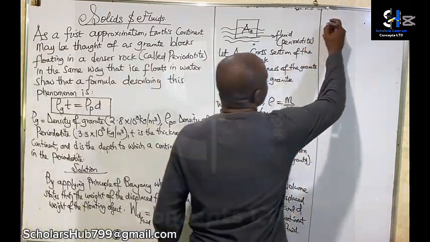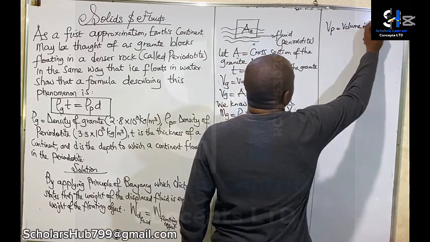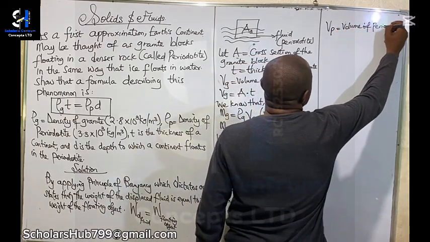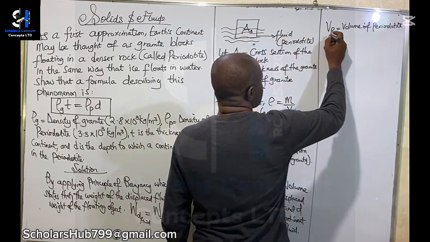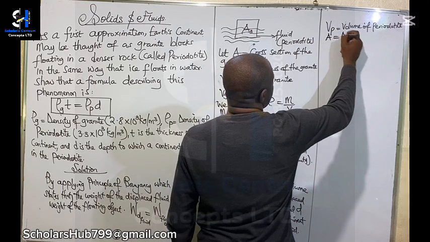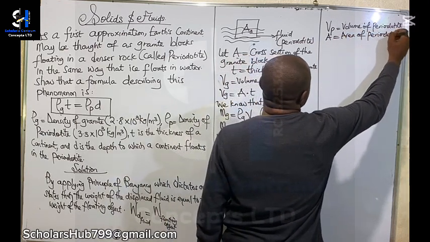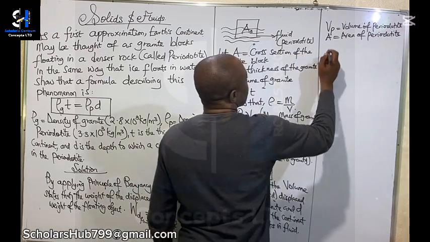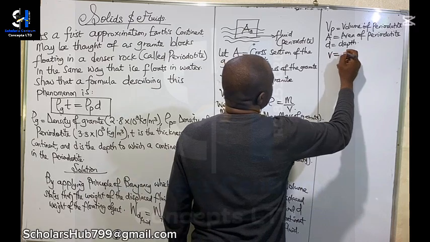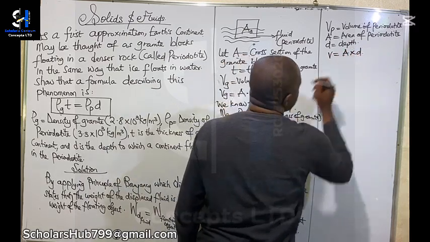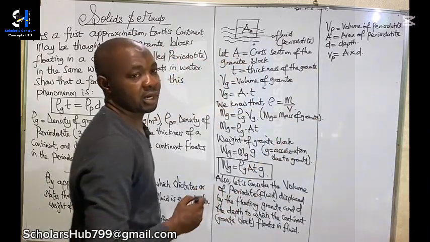So let's say we have volume of peridotite. We also have the area. This is the area of peridotite. Then we also have the depth, which means volume will be area times depth. So the volume of the peridotite is area times depth.